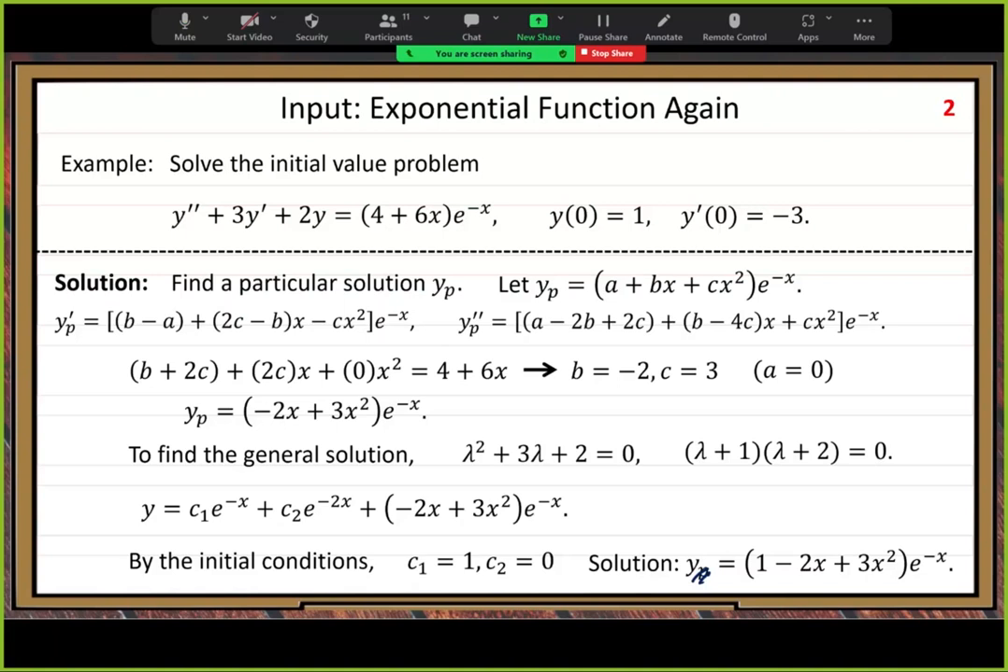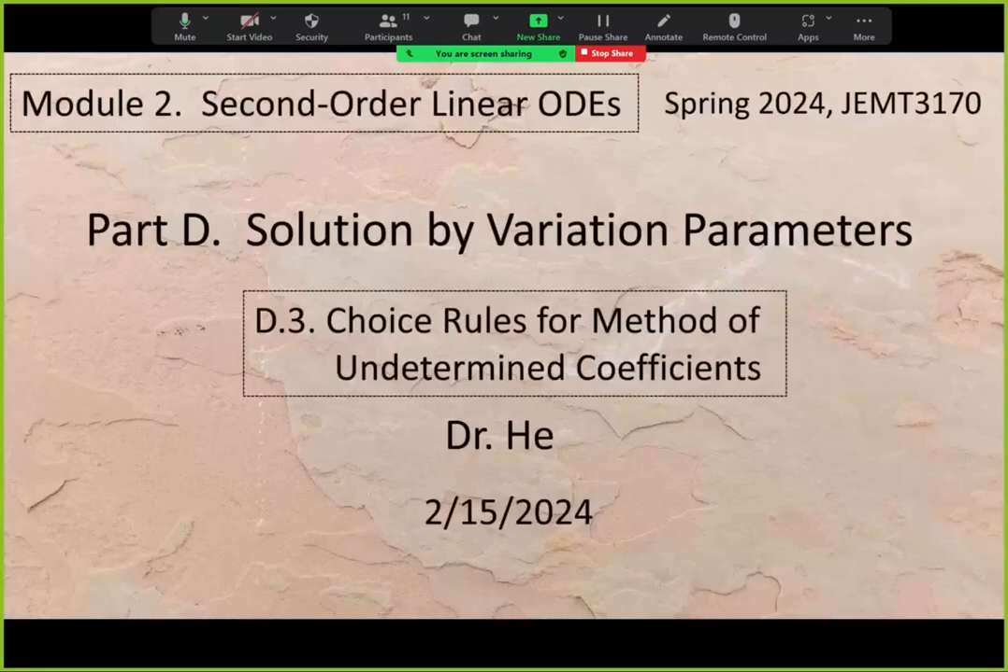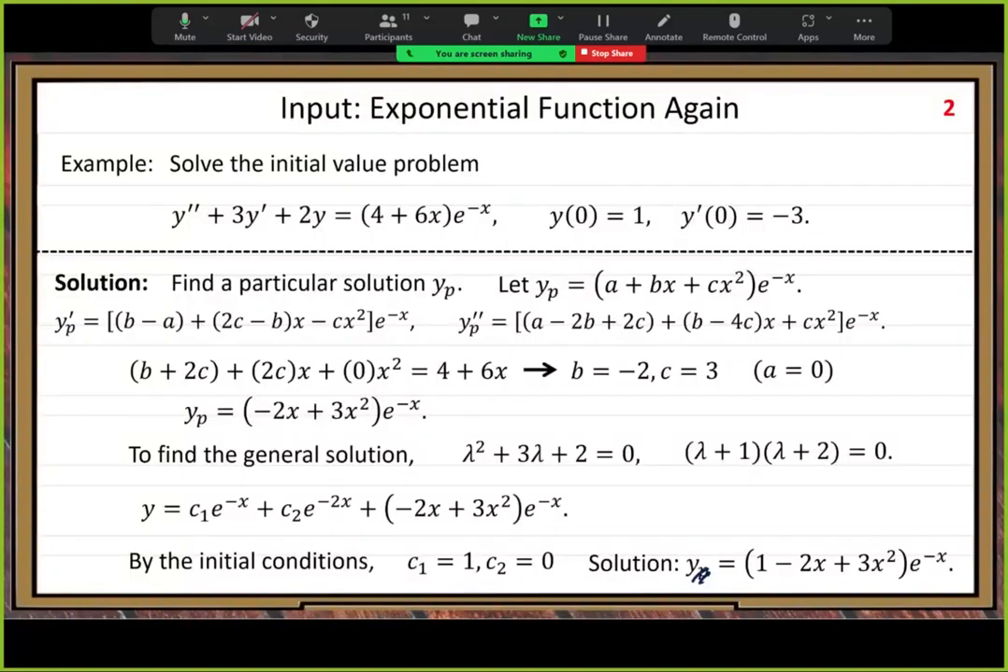All right. So after this, we need to do a summary of the choice rules for the method. By the choice rules for the method of undetermined coefficients, after I finish that, I may need to go back to our previous. So let me go back to the previous.